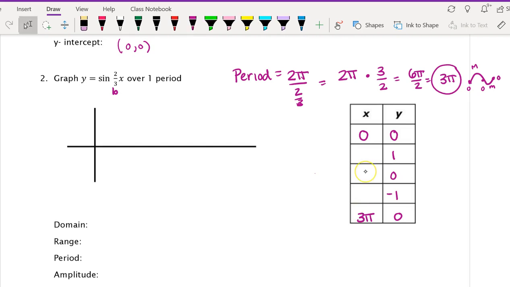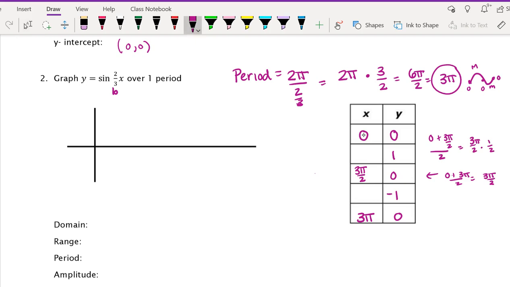What's halfway between 0 and 3 pi? 0 plus 3 pi divided by 2 is 3 pi over 2. Well, that's easy enough. You can also call it 1.5 pi, but typically we don't do decimals, we're keeping with fractions. So now what's halfway between 0 and 3 pi over 2? So 0 plus 3 pi over 2 divided by 2, or 3 pi over 2 times 1/2. And so I get 3 pi over 4.